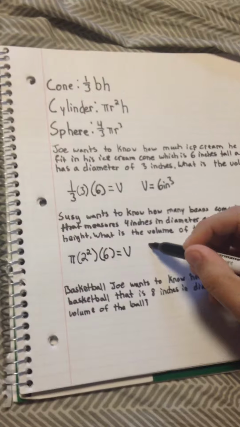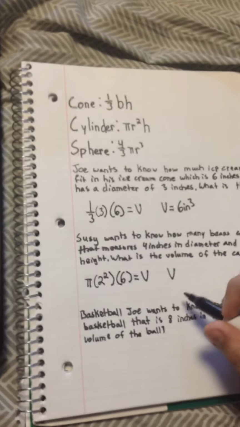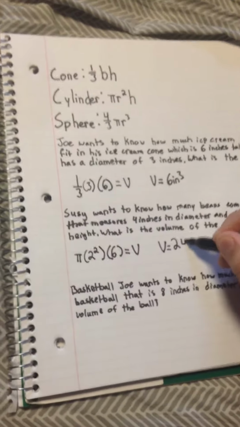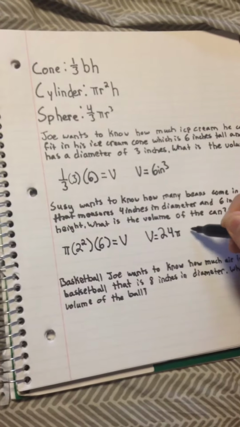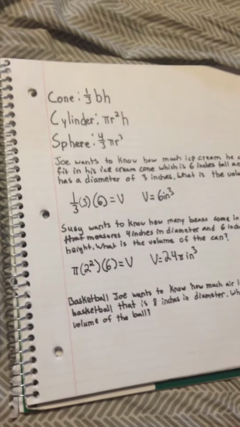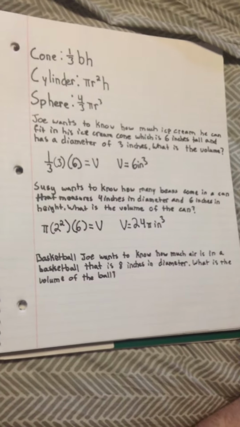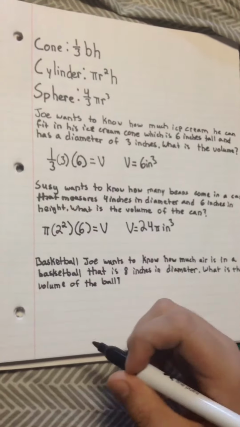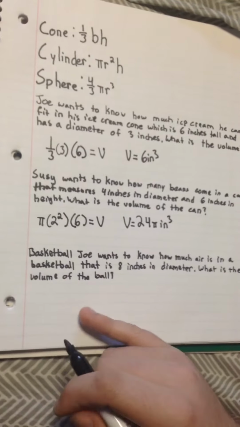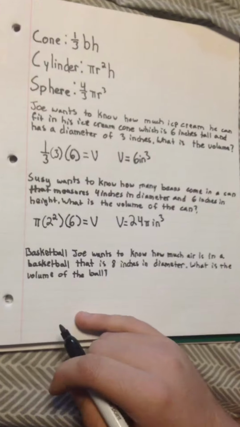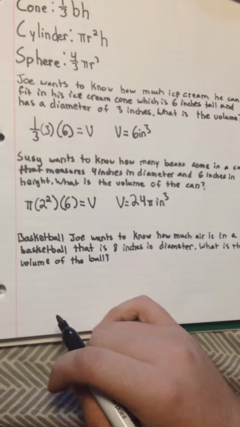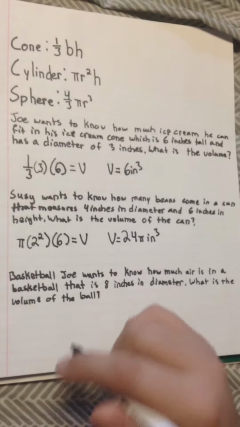For this, the volume of this can of beans is going to come out to be 24 pi cubic inches. So that is the volume within the can of beans that Susie will end up purchasing. Our last problem, we will work with a sphere. It reads, Basketball Joe wants to know how much air is in a basketball that is 8 inches in diameter. What is the volume of the ball?